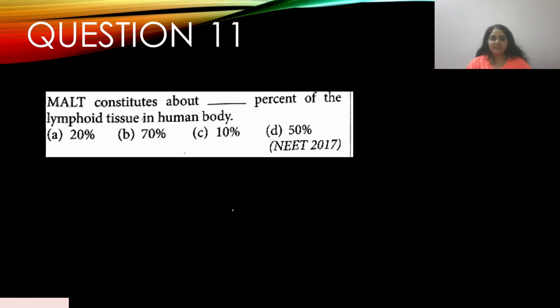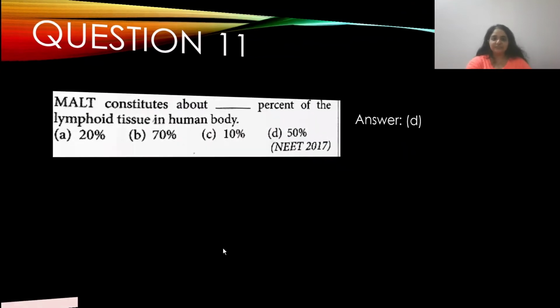Okay, so question number 11. MALT, M-A-L-T, not the malt as in malt, the other one. It's an acronym, and it constitutes about what percent of the lymphoid tissue in the human body? This appeared in NEET 2017. A 20%, B 70%, C 10%, and D 50%. MALT constitutes about 50% of the lymphoid tissue in the human body. So the answer is D.